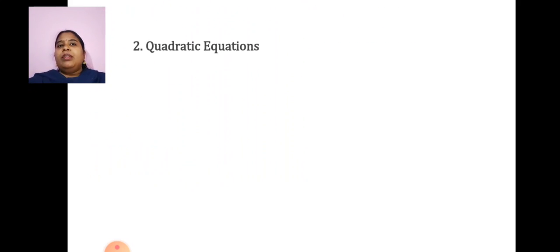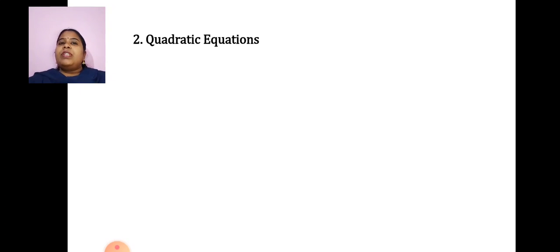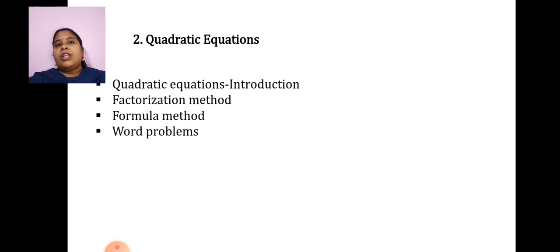Coming to the second chapter, that is quadratic equations. First we will see what the important things are that we need to study. In quadratic equations, there is an introduction of quadratic equations where sums are given, like identify whether the given equations are quadratic or not, or get the values of a, b, c from a given equation. All such types of questions are there. Then finding solutions of quadratic equations, where you have two methods: the factorization method and the formula method. Then there are word problems that you need to study in this chapter. So these are the 4 things that you need to study.